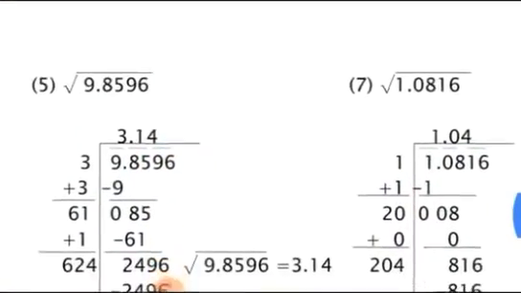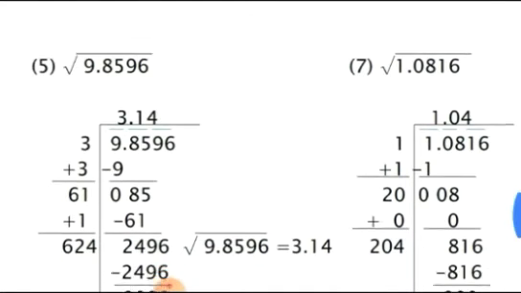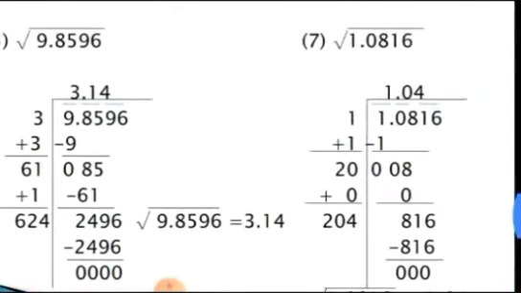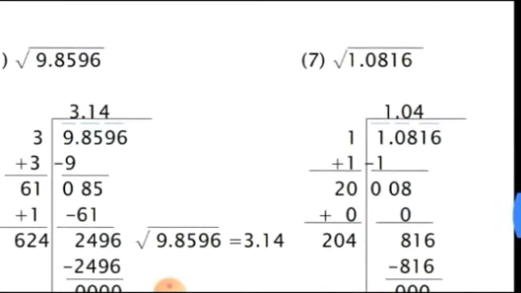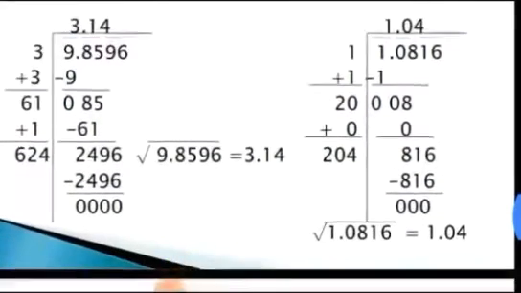Question number 5. 9.8596. Here 9 is a single number given. After the decimal, 85 is the first pair, 96 is the second pair. Then after that, same process, the square root of 9.8596 is 3.14. Question number 7. 1.0816. The square root of this number is 1.04.